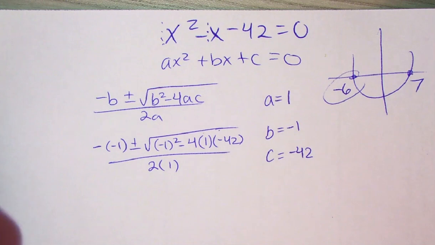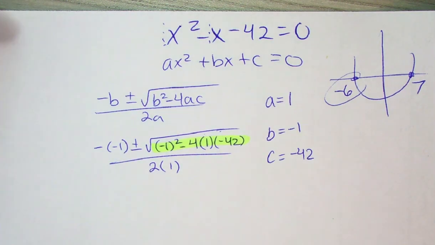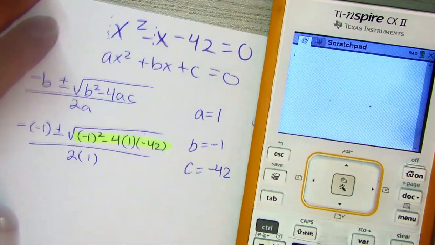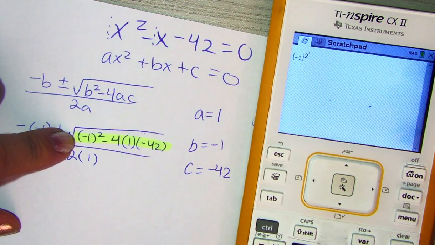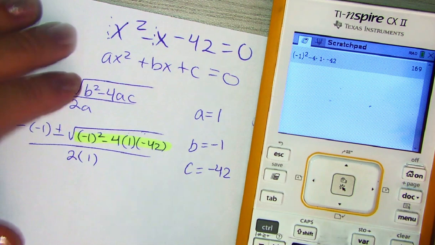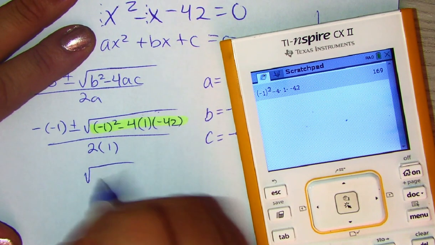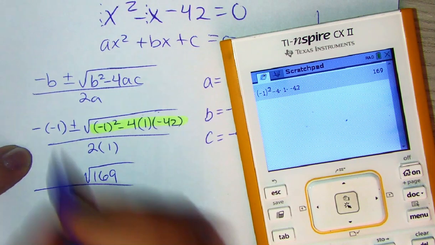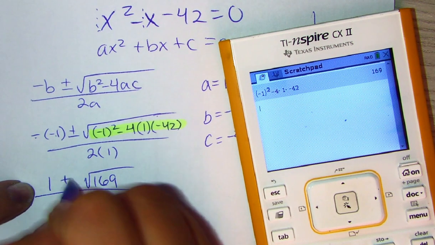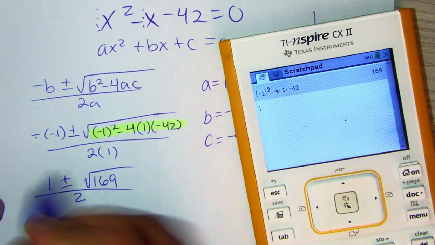Now we're going to type the discriminant into our calculator, or do it by hand if you prefer. Just be very careful. So -1 squared minus 4 times 1 times -42. And we get positive 169. So all of that is the square root of 169. And as we rewrite this, we're going to have negative times negative, which is +1, and then plus or minus, over 2 times 1, which is 2.